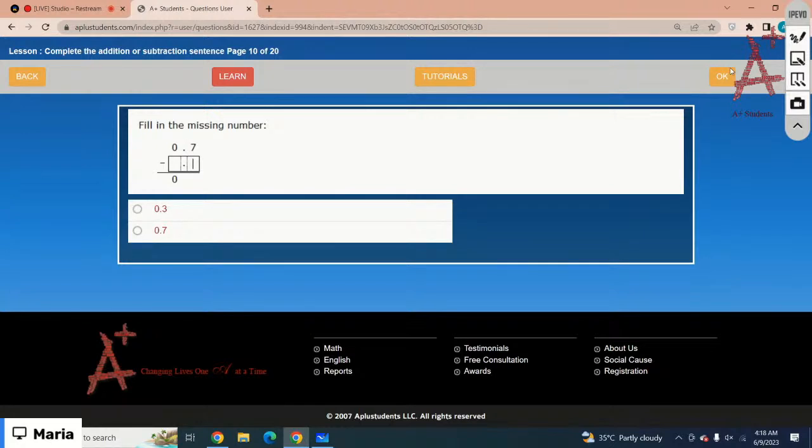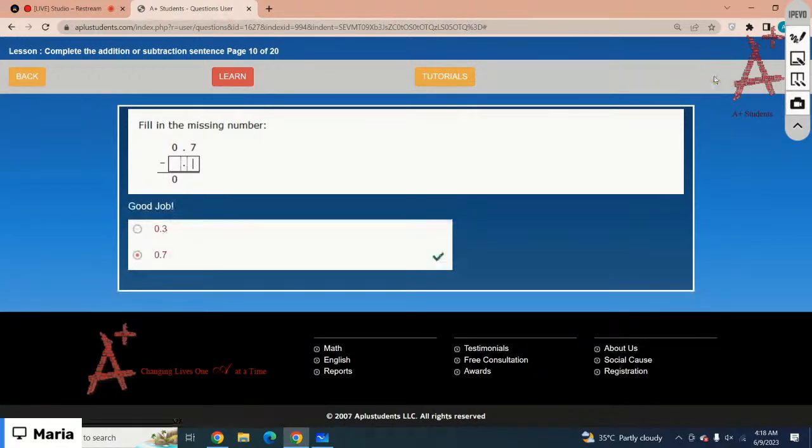Okay, fill in the missing number. So which is the correct option? 0.7 take away which number equals 0? The correct option is 0.7. 0.7 take away 0.7 is 0. Got it? So it would be 0.7.